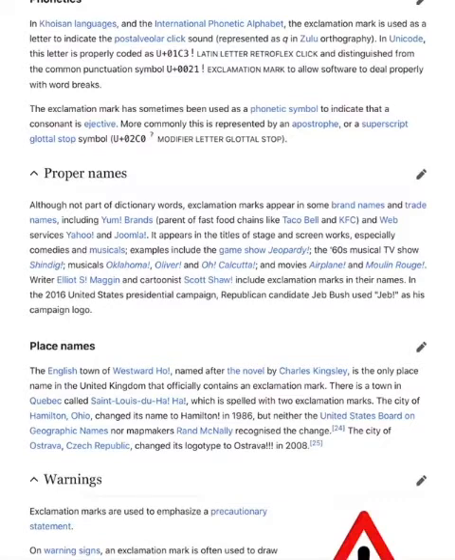The exclamation mark has sometimes been used as a phonetic symbol to indicate that a consonant is ejective. More commonly, this is represented by an apostrophe or a superscript glottal stop symbol, U+02C0, little question mark at the top, modifier letter glottal stop.